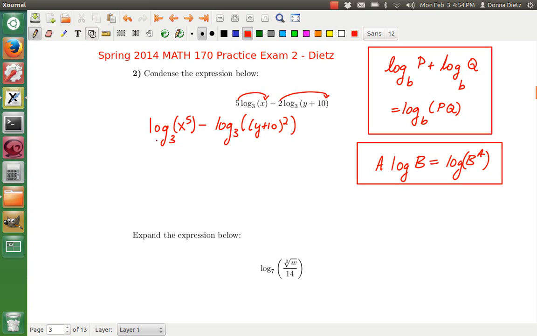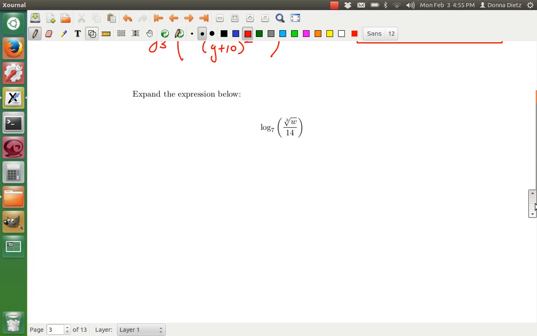So now I can use the previous rule, except instead with a plus, I'm using the minus part of the rule. And I'm going to have a nice big fraction bar. X to the 5th goes on top, and y plus 10 all squared goes on the bottom. Okay, great. So you use the same rules in the second question where you're supposed to expand the expression below.